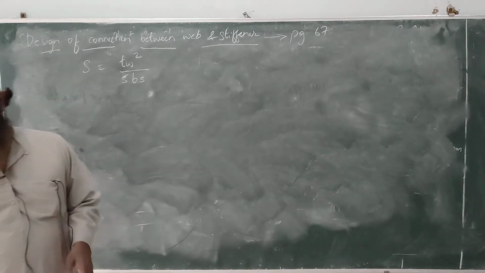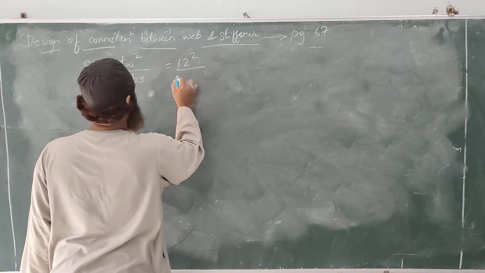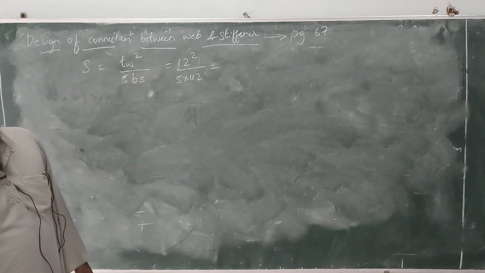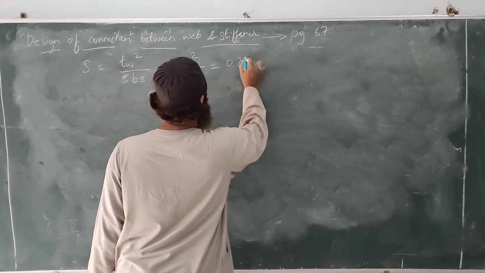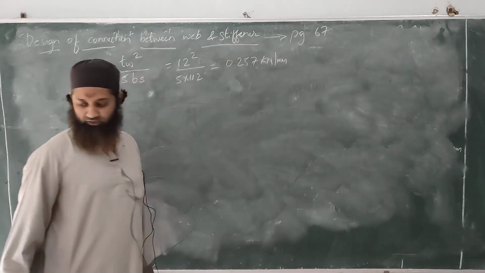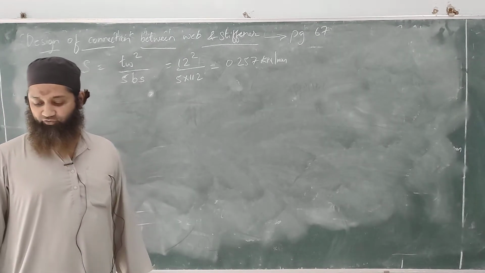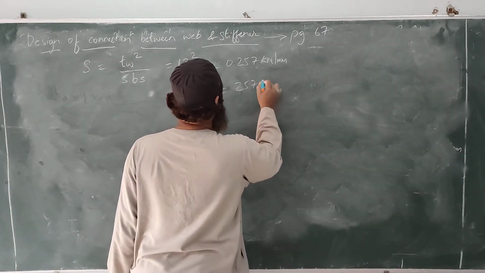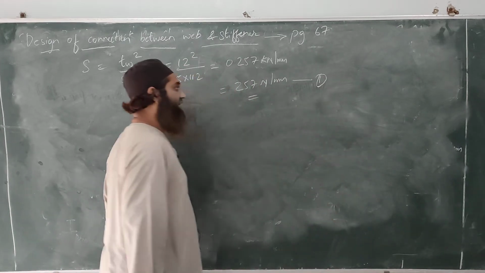We'll just substitute these values here. tw is 12, so 12 square by 5 into 112. This value I am getting as 0.257 kilonewton per mm. You can see here it is in kilonewton per mm. Next, I'll have to follow. Let this be 257 Newton per mm, and I'll take it as 1.